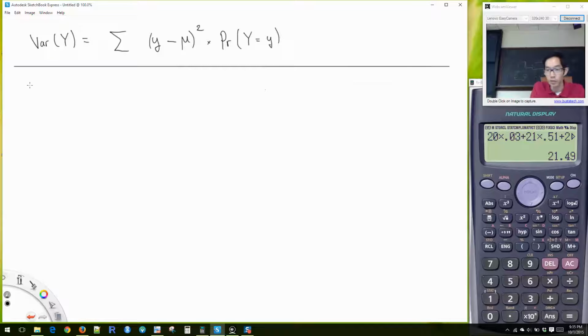Okay, so let's do game 1. The outcome, y, is either 0 or 1,000. The associated probabilities are, and we know that mu, because of the previous calculations, we know that mu is equal to 0.95.